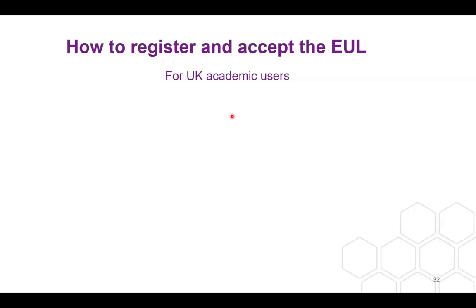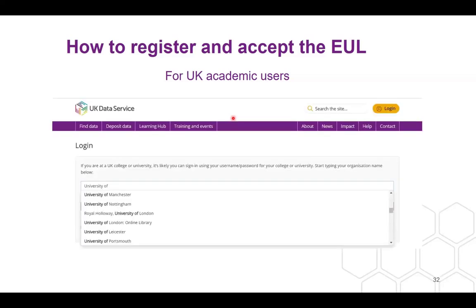If you are a UK academic user, your organization will automatically be on the list of accepted organizations, and by searching the name of your organization, you will be able to find your university and log in with the credentials that have already been issued to you by your university. As an example, let's suppose we have a University of Manchester user.